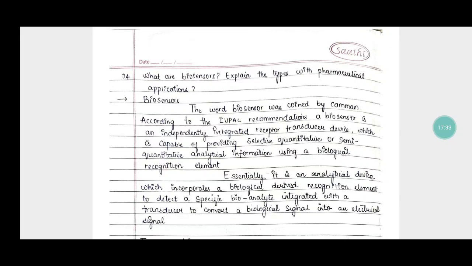And the fourth question: what are biosensors? Explain the types with the pharmaceutical applications. So what do you mean by biosensor?